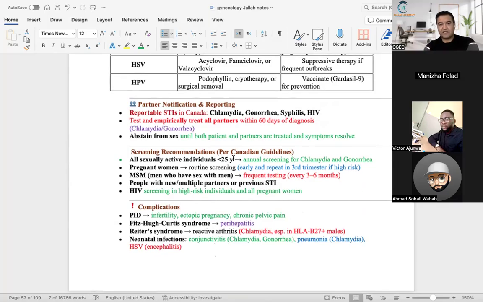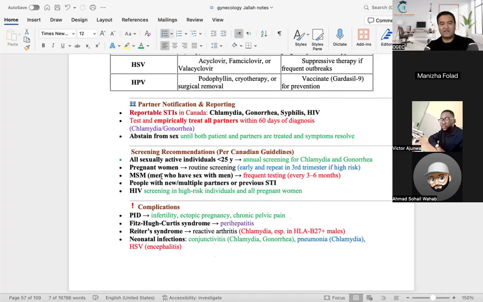The screening recommendation per the Canadian guideline: all sexually active individuals less than 25. If we have any patient aged 25 or less than 25, annual screening for chlamydia and gonorrhea. Okay, annually, every year they have to be screened for chlamydia and gonorrhea if they're sexually active. So all sexually active individuals. Pregnant women, routine screening early, and repeat the sexually transmitted infection screening in the third trimester if high risk.